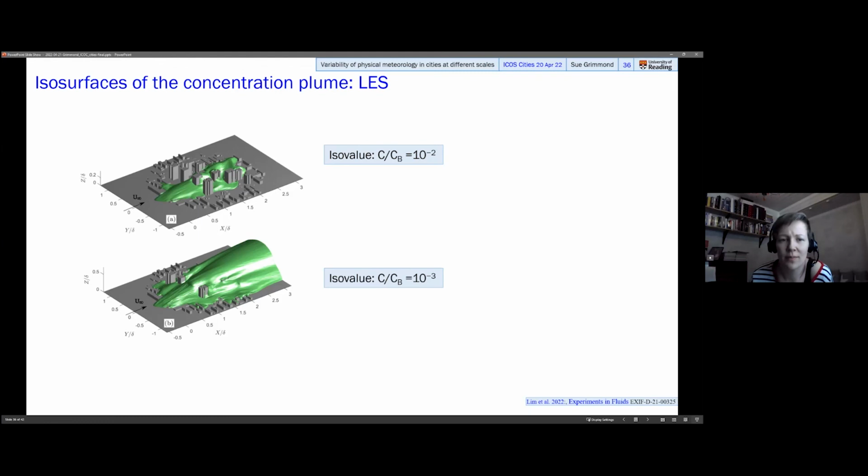Okay, thank you for this answer. Then we have another question from Zeng. And the question is, is it possible to measure anthropogenic heat?